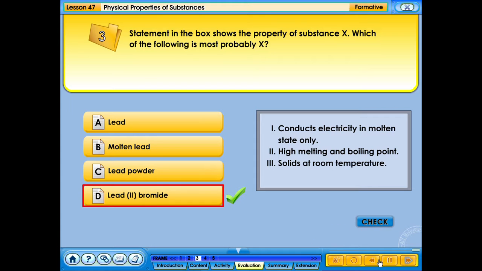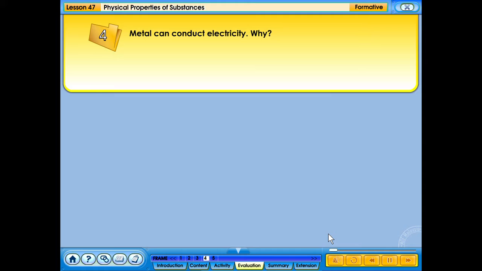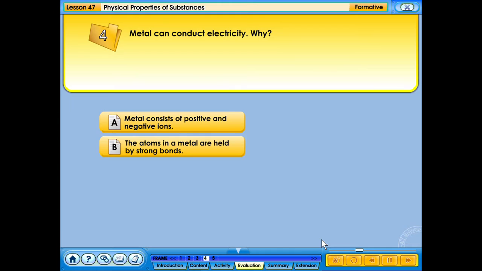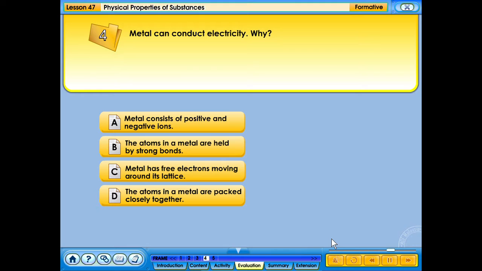Your answer is correct. Metal can conduct electricity. Why? A. Metal consists of positive and negative ions. B. The atoms in a metal are held by strong bonds. C. Metal has free electrons moving around its lattice. D. The atoms in a metal are packed closely together. That's not right. Please try again.